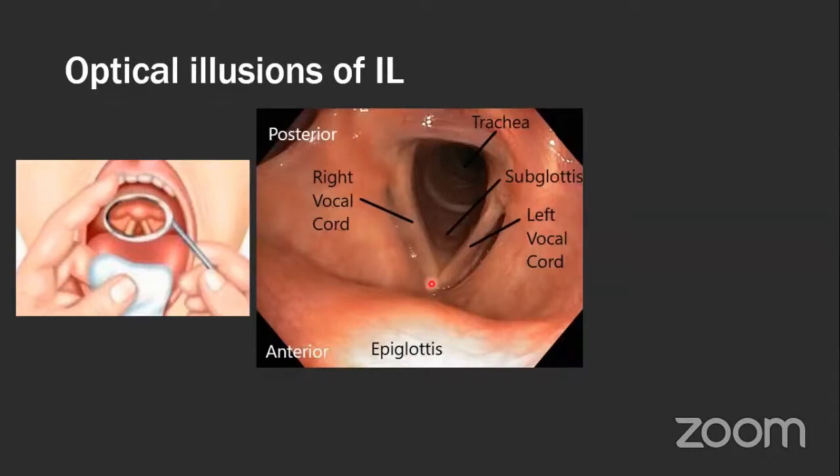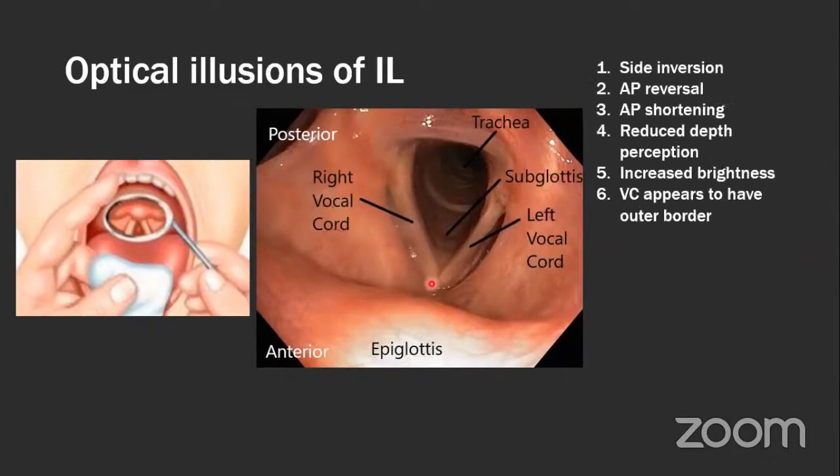Okay. And I am sure you know the difference between direct laryngoscopy and indirect laryngoscopy. That is also asked many times, this difference between indirect laryngoscopy and direct laryngoscopy. Okay. These six are the optical illusions of indirect laryngoscopy. And what is the position of direct laryngoscopy? That's a favorite MCQ. Direct laryngoscopy position.